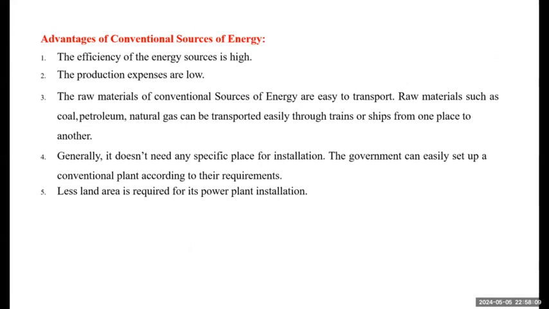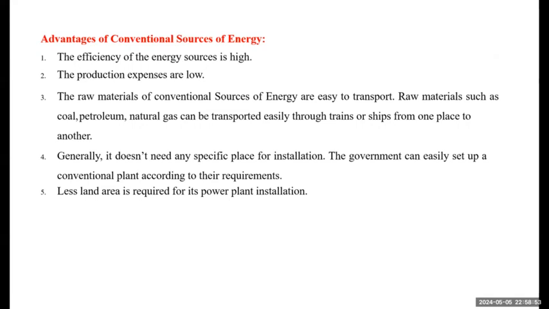So let us discuss the advantages of conventional sources of energy. The efficiency of this energy source is very high. The production expenses are low. The raw materials of conventional sources of energy are easy to transport. Raw materials such as coal, petroleum, natural gas can be transported easily through trains or ships from one place to another. Generally, it doesn't need any specific place for installation. The government can easily set up a conventional plant according to their requirements. So less land area is required for power plant installation.